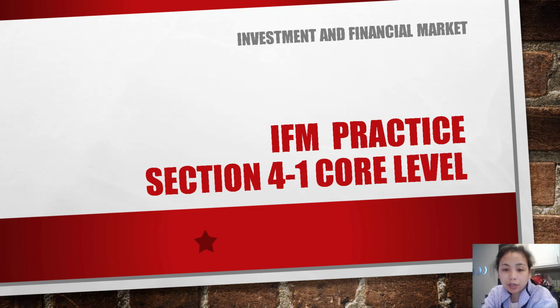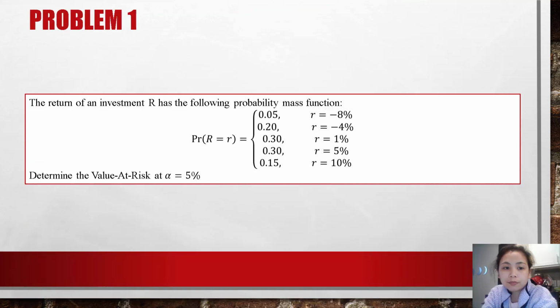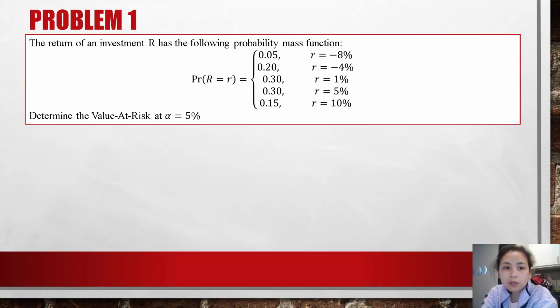This section is 4-1, the core level. Alright, so first problem. The return of an investment R has the following probability mass function.